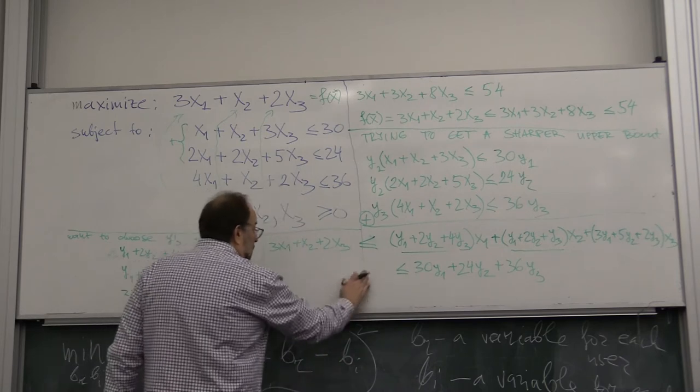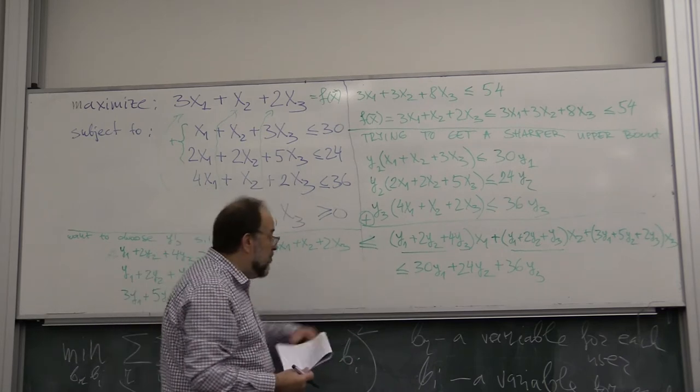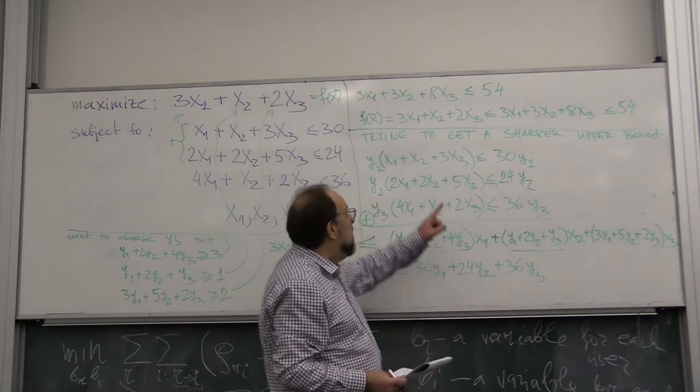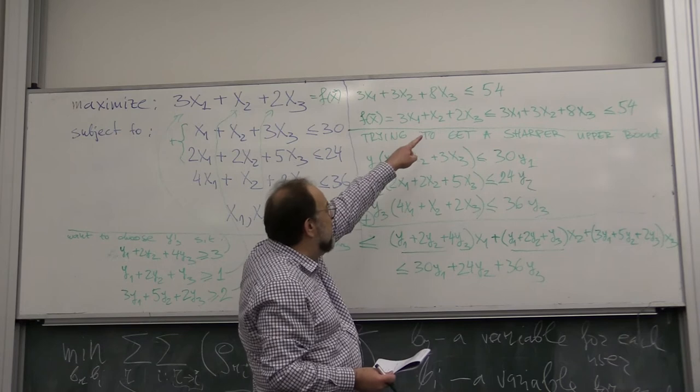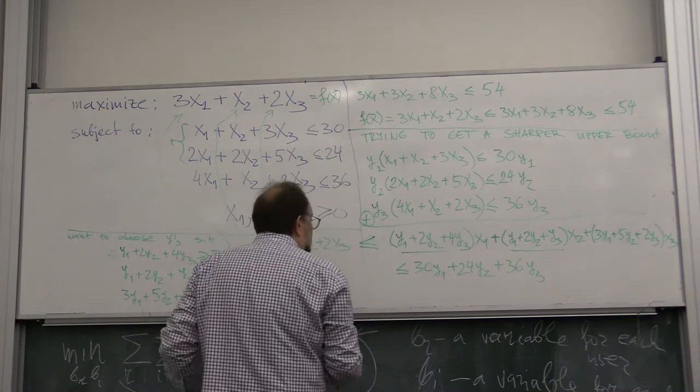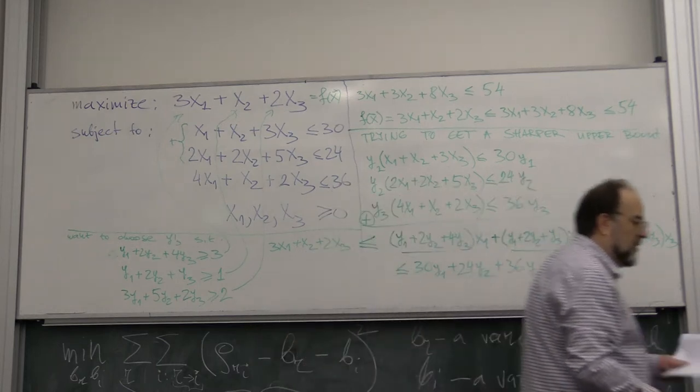And now the goal is I want to make this as small as possible because I want to produce as tight a bound as possible, better than this 54. So let's do it on this side.